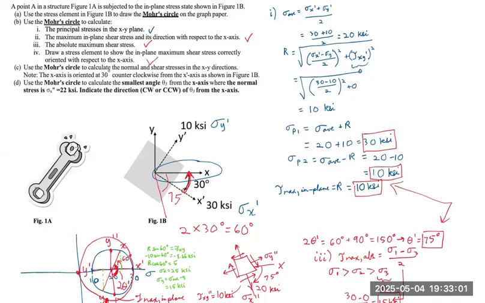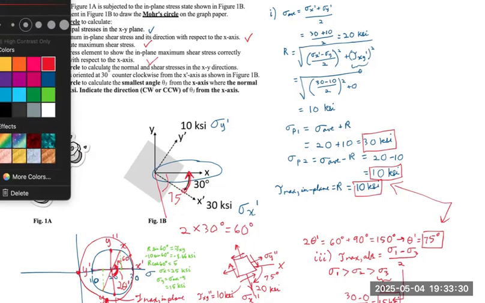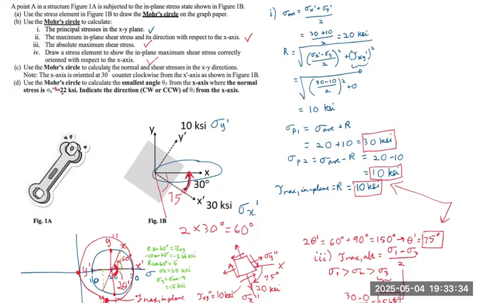So for part D, they want us to use the Mohr circle to calculate the smallest angle theta 3 from the x-axis where the normal stress sigma x double prime is equal to 22 KSI, and indicate the direction, clockwise or counterclockwise, of theta 3 from the x-axis. We already called something theta double prime, so we can call this theta x triple prime, just so that we don't get confused. So we have to use the Mohr circle again to calculate the smallest angle where the normal stress is 22 KSI, and indicate the direction clockwise or counterclockwise from the x-axis. So let's zoom in on our Mohr circle again.